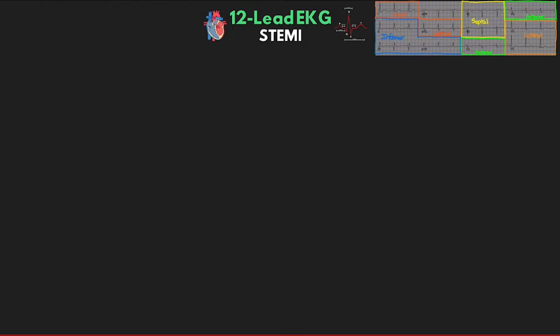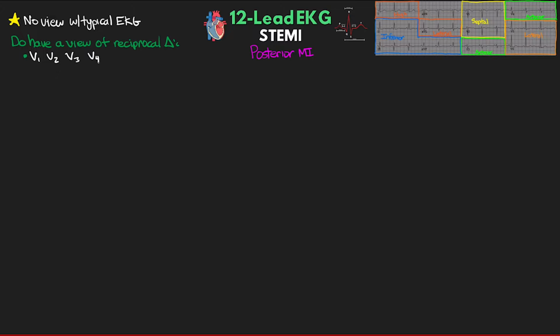All right, and so speaking of posterior MI, as I mentioned, this region is actually one that we don't have a direct view of with our typical 12-lead EKG. That said, we do have a good view of where our reciprocal changes would be. So given a posterior MI, we would expect to see reciprocal changes in the anterior and septal leads, so V1 through V4, typically seeing this greatest in either V2 or V3.